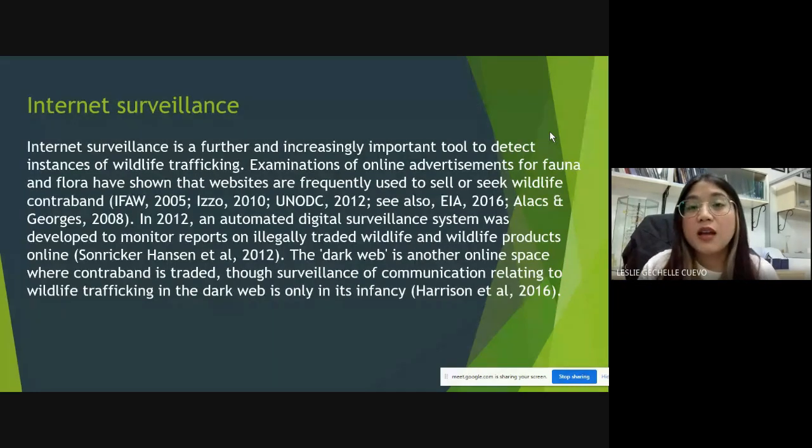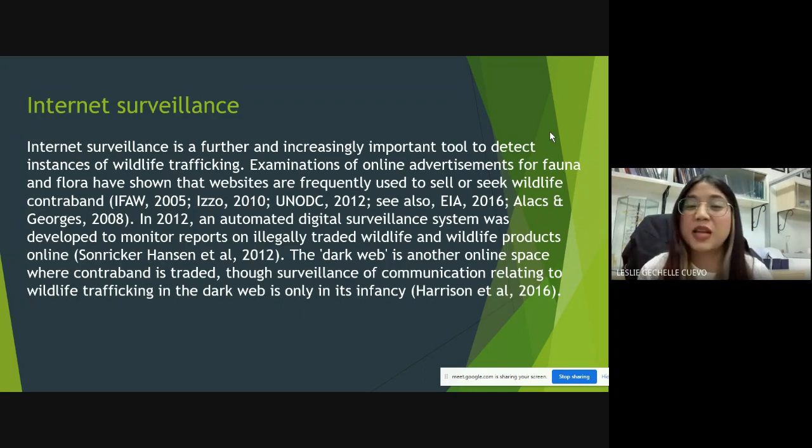Internet surveillance. It is a further and increasingly important tool to detect instances of wildlife trafficking. Most things nowadays are done online, pati pagbebenta, di ba? Usong-uso naman ang online shopping. At pati mga illegal na bagay, nag-online shopping na rin sa black market.